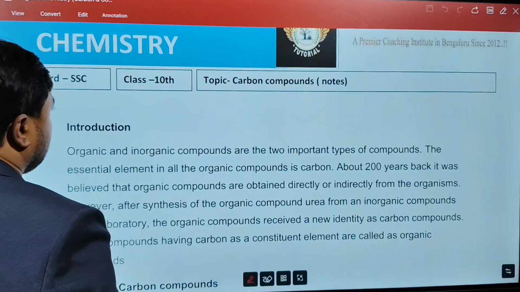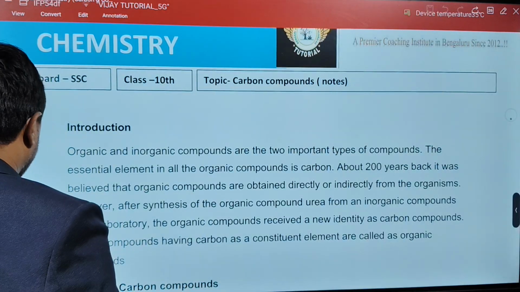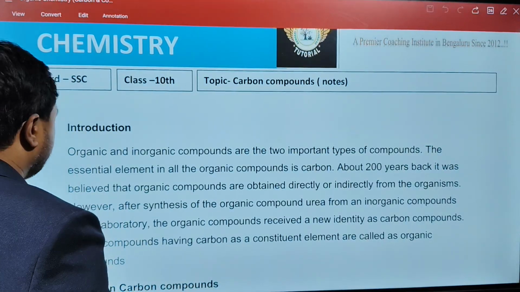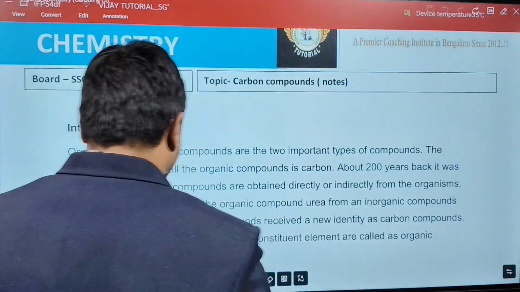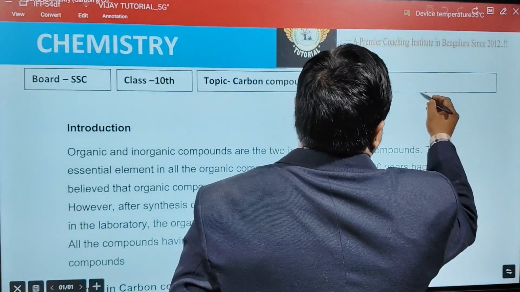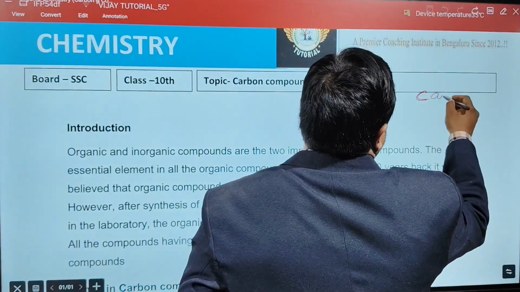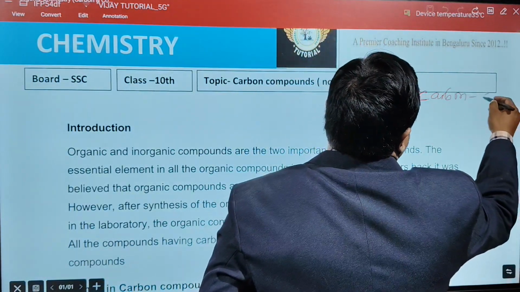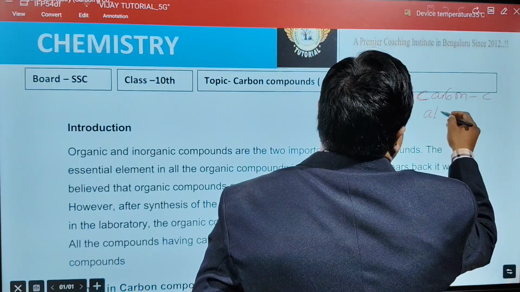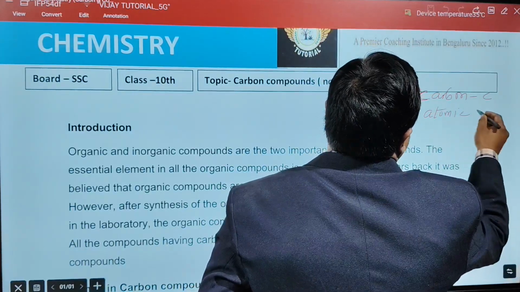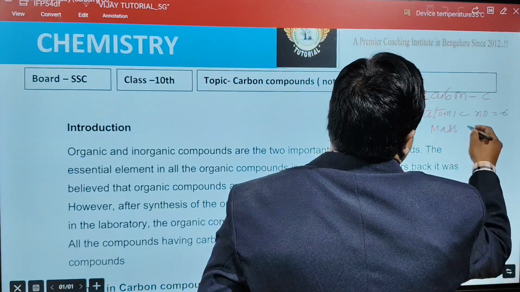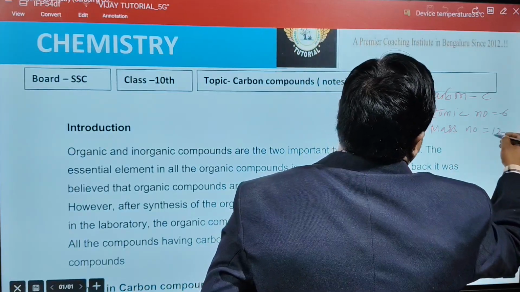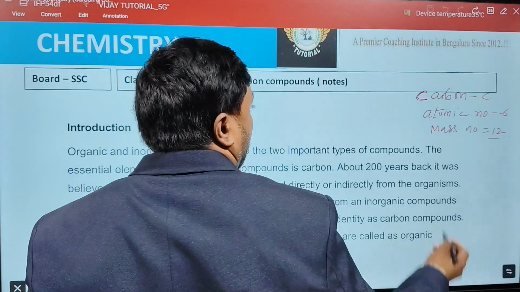When we talk about carbon, carbon is a non-metal. The atomic number of carbon is 6. Carbon symbol is C. Atomic number of carbon is 6. Mass number of carbon is 12. So atomic number is 6.